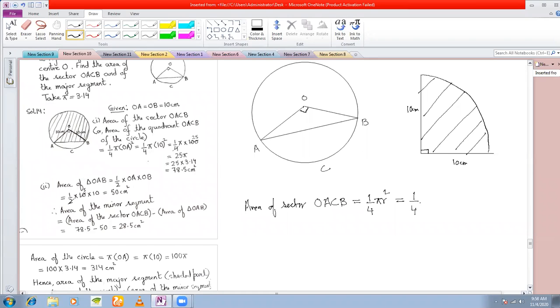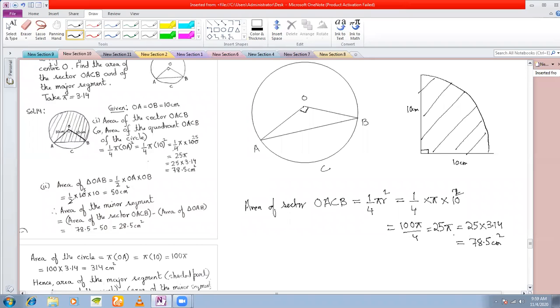Now you can put the value of pi here, or you can put it later also. 1/4 into pi into r square, where r is 10, so 10 square. This is 100 pi by 4, which is 25 pi. If it is given, take pi is equal to 3.14. You can put it here, 25 into 3.14, because they have asked you specifically for this area. So you get 78.5 centimeters square.